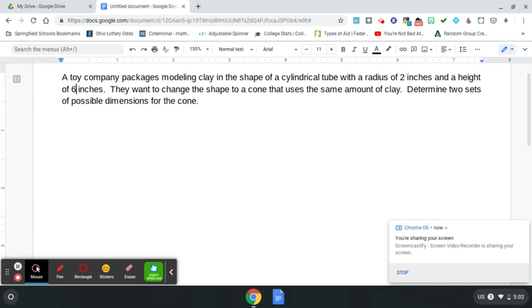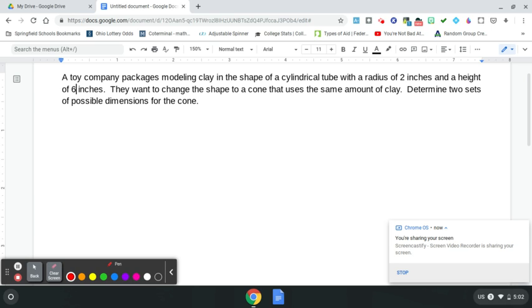So here's your situation. A toy company packages modeling clay in the shape of a cylindrical tube with a radius of 2 inches and a height of 6 inches. They want to change the shape to a cone that uses the same amount of clay. Determine two sets of possible dimensions for the cone. So first things first, you have to figure out how much clay is in the original cylinder.